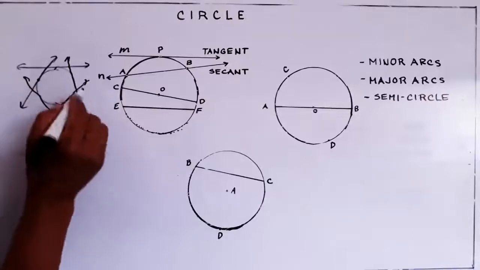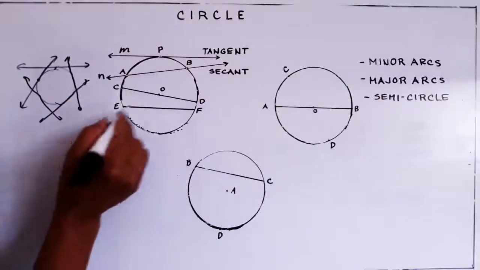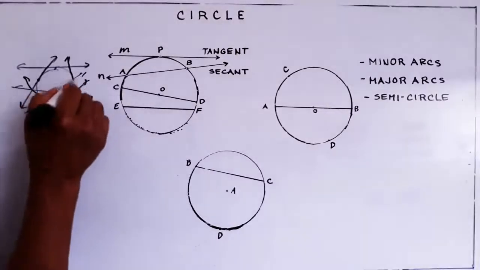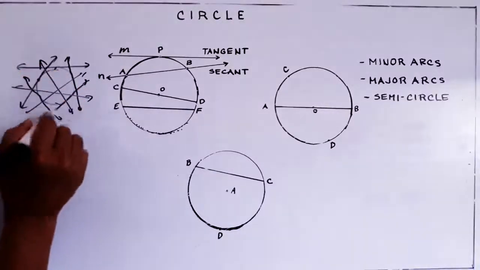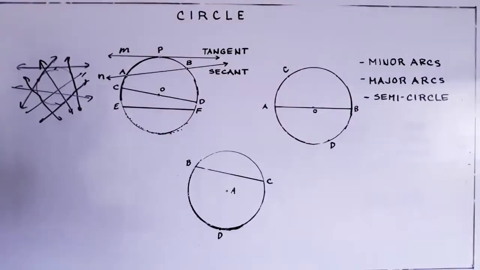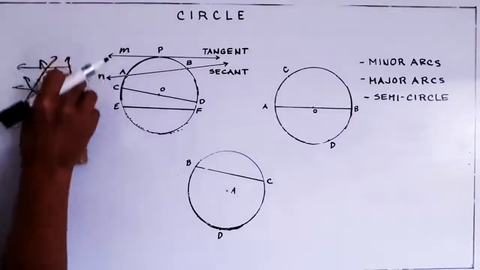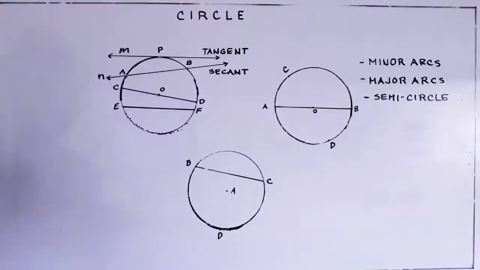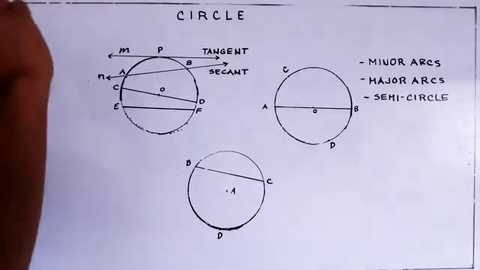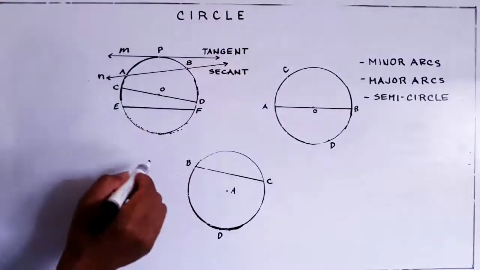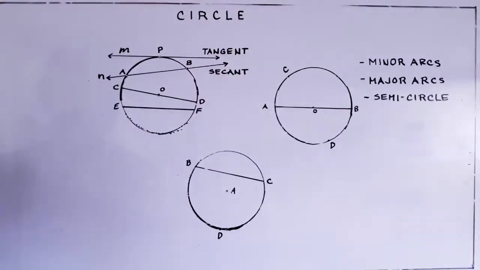Just like the secant, we can have our line here, and here, and here. So we also have an indefinite number of secants that can be drawn in our circle. So you know now that if we have lines in a circle, it's either a tangent or a secant. Okay, let's have a line segment.